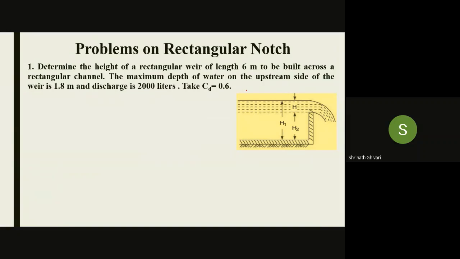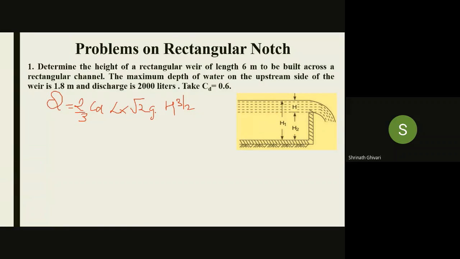Now we have found that H1 is the maximum height, 1.8 meter, and it discharges 2000 liters of water, that is Q. He has given Q. Take CD equal to 0.6. Now I'll write the expression for the discharge: Q equal to 2 by 3 CD L into square root of 2G H raised to 3 by 2. Is this expression correct? Now we have the CD value, the coefficient of discharge, length 6 meter, and square root of 2 into 9.81.